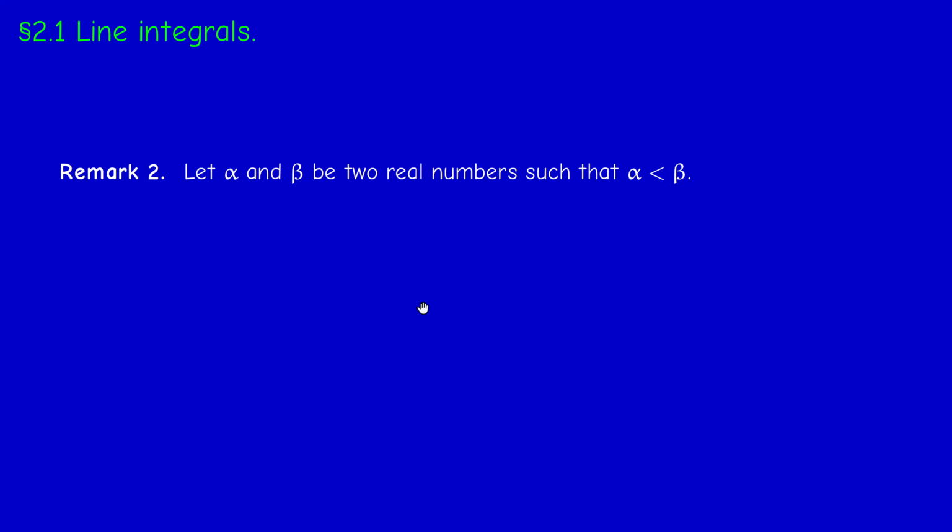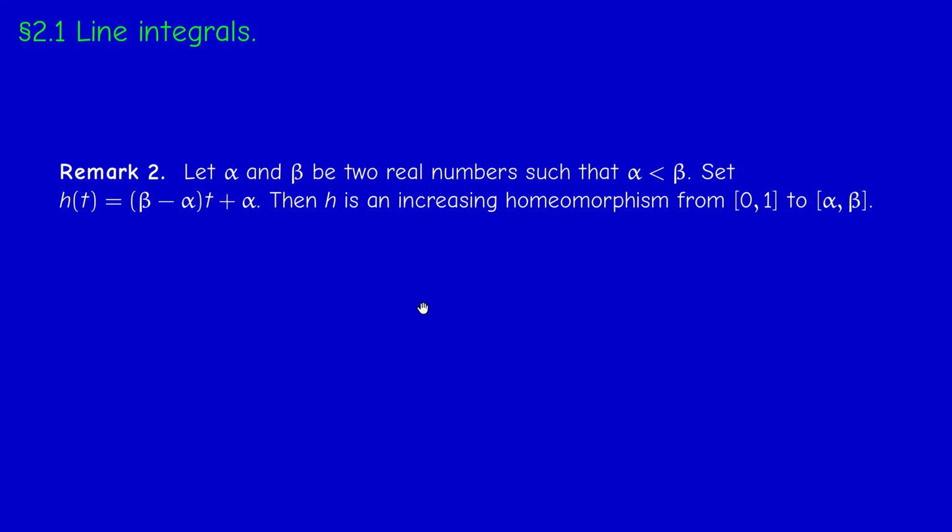Second remark. We know that there is an increasing homeomorphism from the interval [0, 1] to any interval [α, β], given by a linear map of this form. It consists of stretching or squeezing or translating the interval, and you can find the inverse function. So h is bijective, it's continuous, and its inverse is continuous.